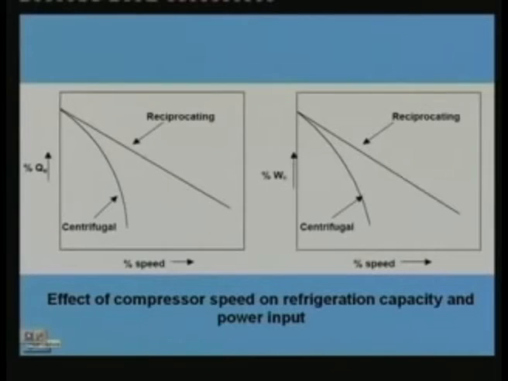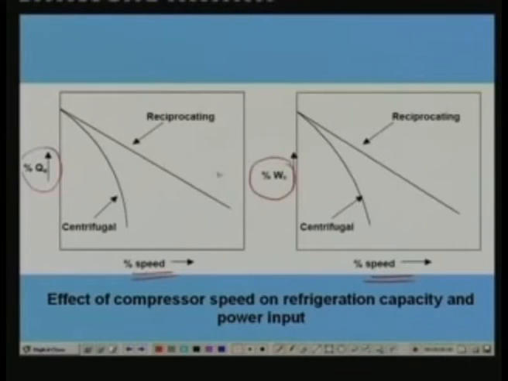You find that again I have varied speed, okay, x axis is speed, and in this particular curve the y axis is the percentage of refrigerant capacity and this is the percentage of power input, and this curve is for the reciprocating compressor as you have seen, as I have written here, and this curve is for the centrifugal compressor. You can see that the reduction in the refrigeration capacity with reduction in percentage speed is more gradual in case of reciprocating compressor.